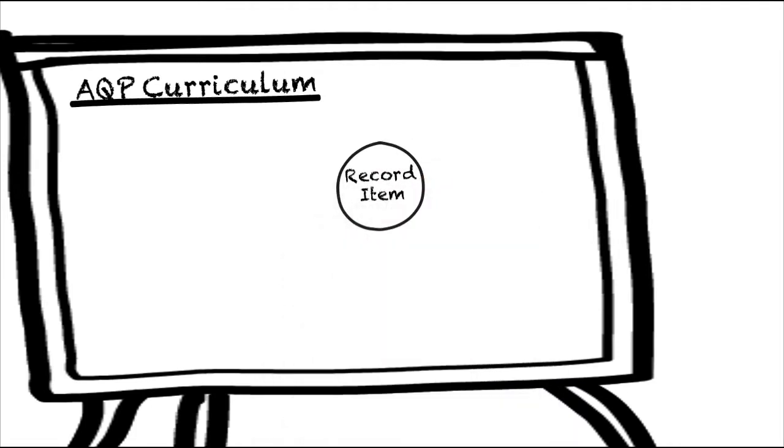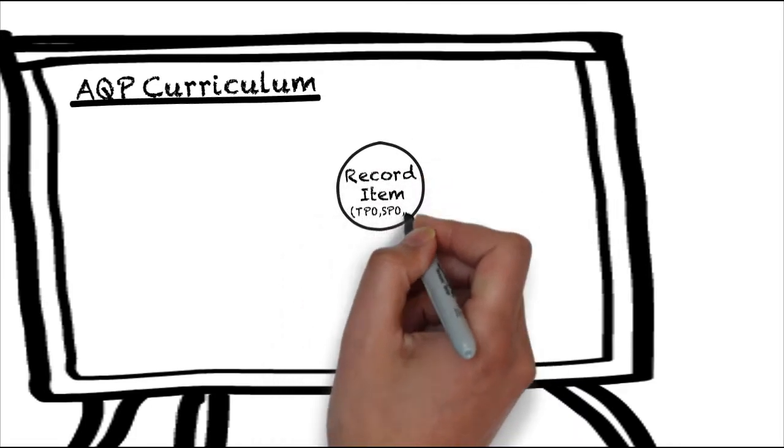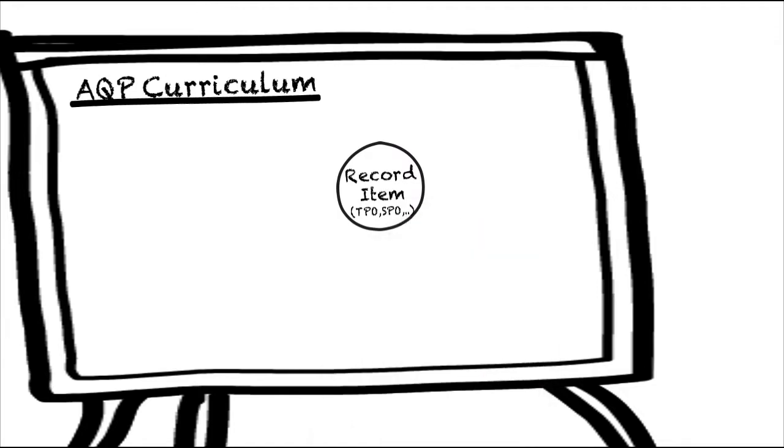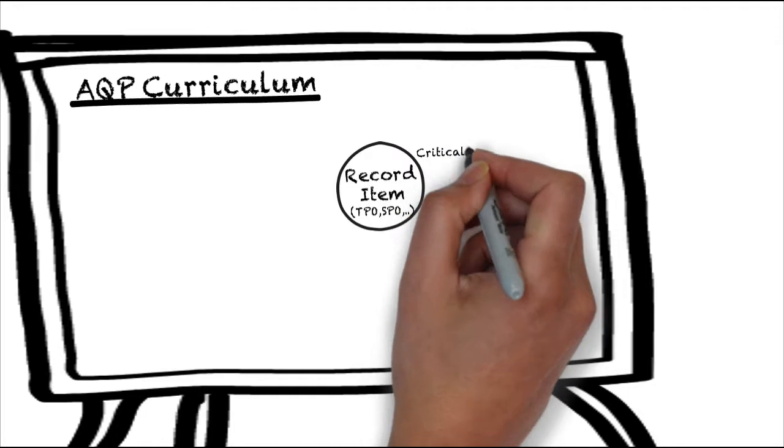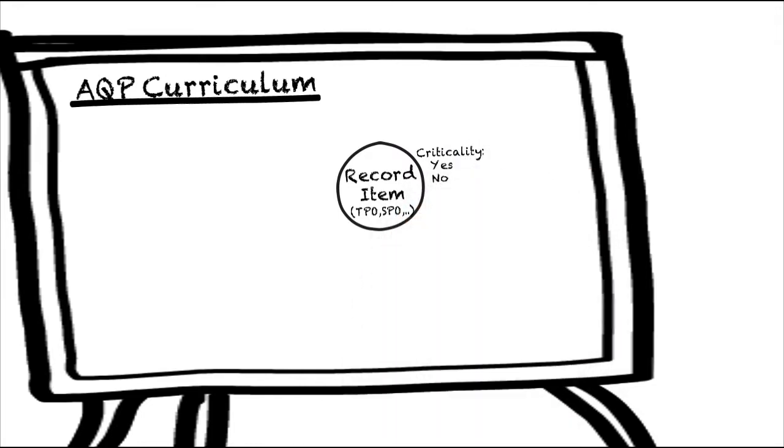Record items in the context here are training objectives like SPO or TPOs. And these training objectives might be described by an unlimited number of customer designed properties, like criticality with the value yes or no. You might have many more properties to describe your training objectives.